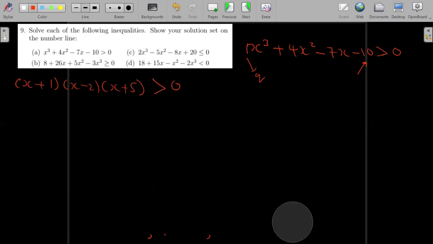So I'm going to draw my critical table. My table is going to look like this.